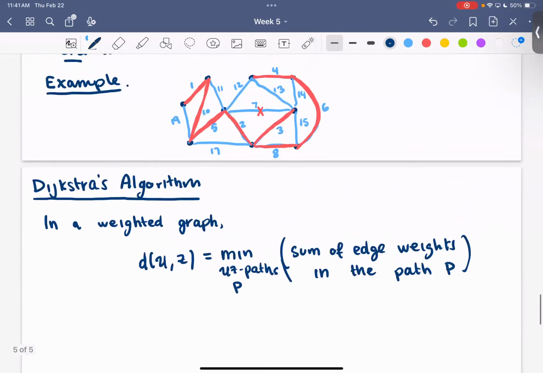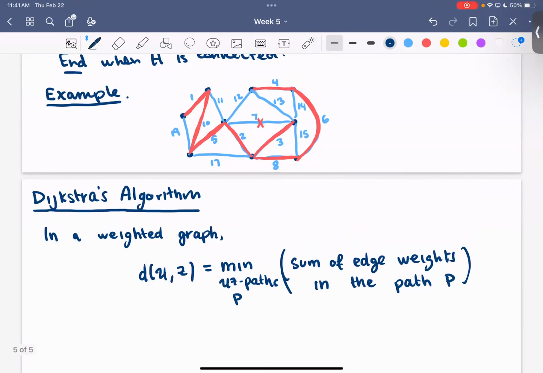So to look at an example, say I wanted to know the distance between these two vertices. There's a couple of different paths between them. One goes this way, one goes this way. And then there's also, you could go like that, but the one of minimum weight is this. And so I'd say that the distance between them is 12. Does that make sense? Okay, so that's how we're gonna define distance for weighted graphs.